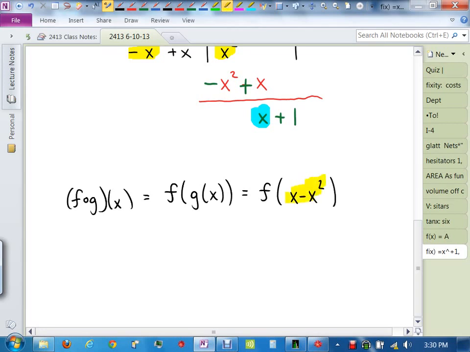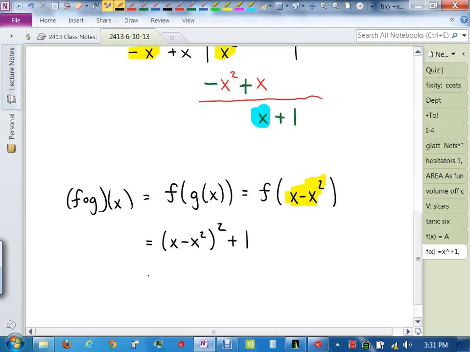So everywhere in the f function that I see an x, I replace it with that, right? So it becomes what? x minus x squared, squared, then plus 1. And then you'd have to multiply that out. What's x minus x squared, squared? Is that x squared minus x to the 4th? No. You have to FOIL it, right? Could you FOIL that on your own?